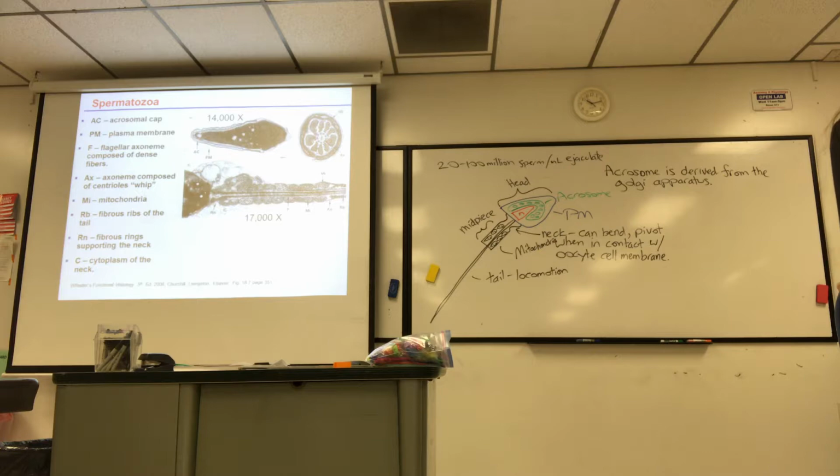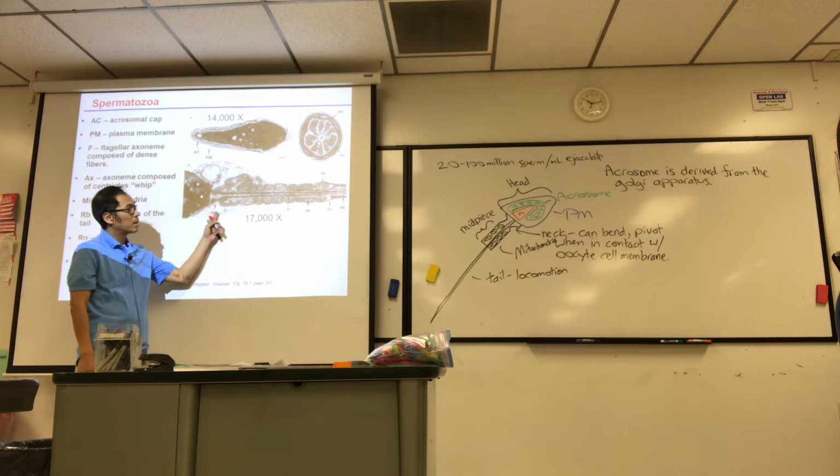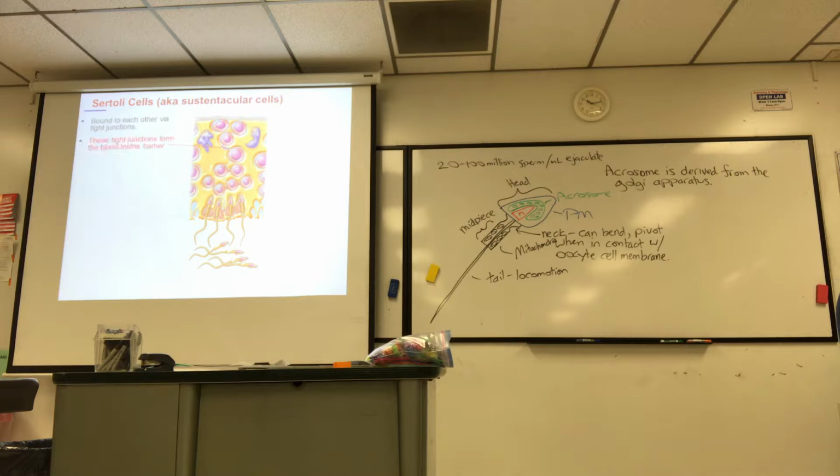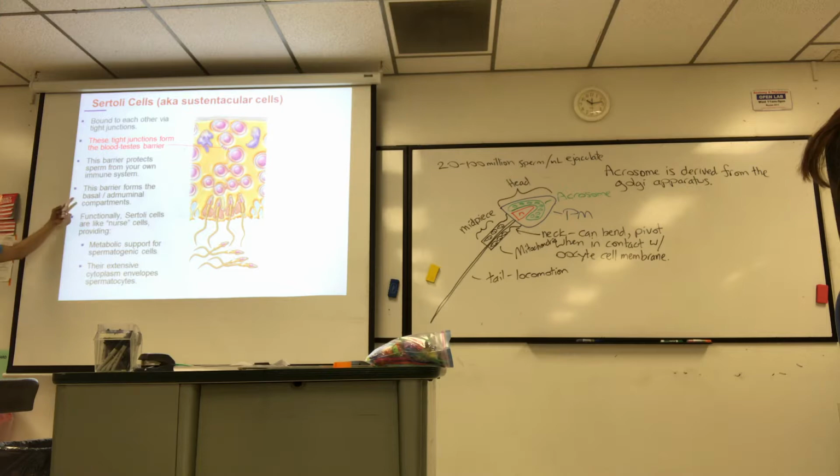Here's the real electron microscopy, 17,000 times, to kind of see the details in the mid piece there. Okay. MI is mitochondria. Right. Well, anyways, moving on. That's kind of the formation and the structure of sperm or spermatozoa. Sometimes I also use the term spermatocyte. It's all called sperm. Going back to those sustentacular cells or Sertoli cells, I mentioned the tight junctions that form. Well, I didn't mention this. What I mentioned was it forms the basal and adluminal compartments. I didn't mention how it forms the blood testes barrier. So let me write that down.